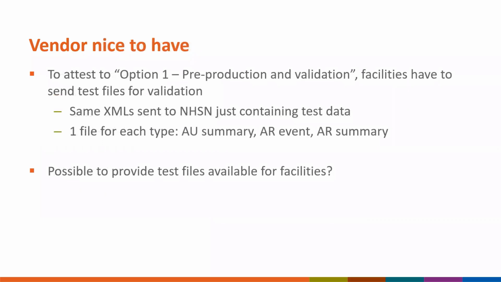And a vendor nice to have. So I've mentioned that in option one, the pre-production validation phase, facilities have to send files for validation. That is something that's CMS program wide, so it's not our requirement, but the CMS requirement. Those test files are expected to be the exact same XML files that would be sent with production information, except ideally they would contain test data. And as I mentioned, just one file for each type is what's required for that validation.